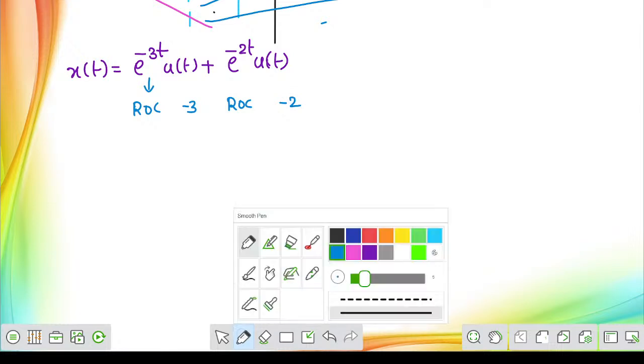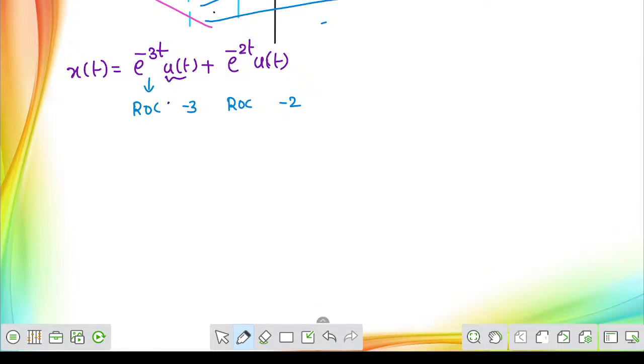What is your next step? Identification, whether it is greater than or less than. How will you do that? See there, the first one is a right-sided signal, greater than minus 3. Second one, it is greater than minus 2. In this case, what will be the region of convergence, the resultant region of convergence? Now from this, what do you have to choose? Both are right-sided, both are right-sided. Then choose from the right hand side, you will have to choose the right of the rightmost pole.